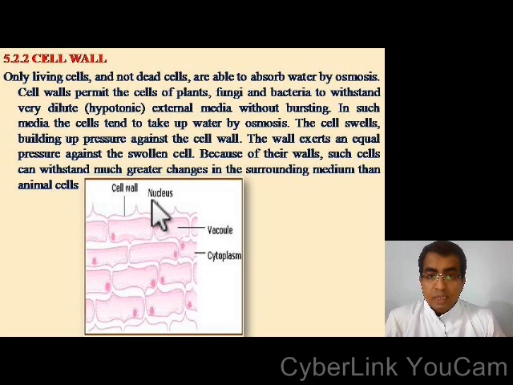Cell walls permit the cells of plants, fungi, and bacteria to withstand very dilute or hypotonic external media without bursting. In such a medium, the cells tend to take in water by osmosis. The cell swells, building a pressure against the cell wall. The wall exerts an equal pressure against the swollen cell. Because of their walls, such cells can withstand much greater change in the surrounding medium than animal cells. This is the importance of the cell wall.